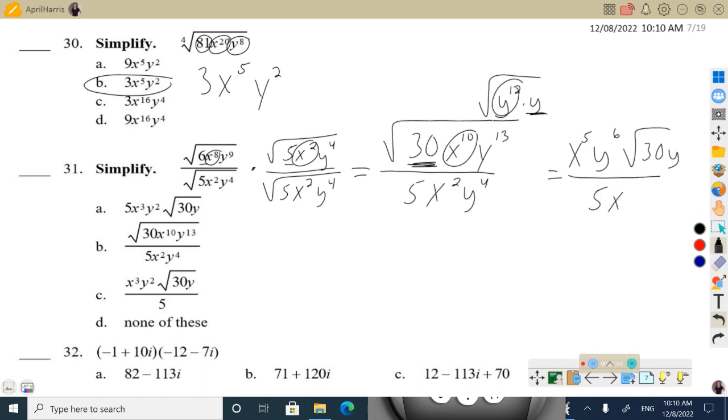And we got this. Now that shouldn't be an answer. If it is, it's not simplified because 2 of these x's on the bottom are going to cancel with 2 of these x's on top. 4 of these y's on the bottom cancel with 4 of those, leaving you with 2. So your answer is x cubed y cubed over 5 radical 30y.